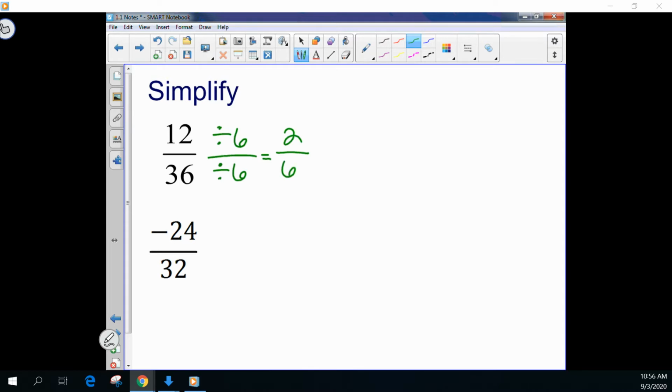And then we end up getting 2 over 6, which now has another divisor. So 2 and 6 both have what in common? They both have 2 in common. So now we need to divide by 2. 2 divided by 2 would be 1, over 6 divided by 2 would be 3. So our answer in simplified form is 1/3.